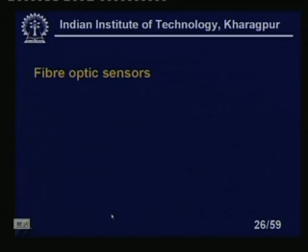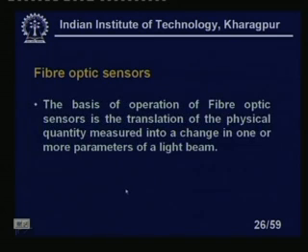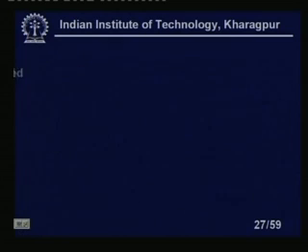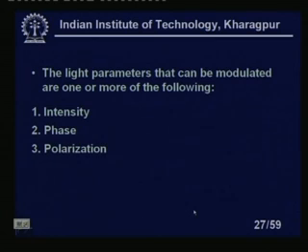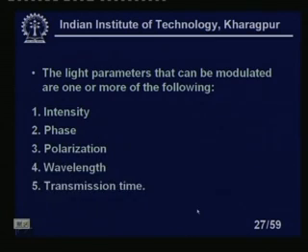Now, let us come to the fiber optic sensors. The basis of the operation of fiber optic sensors is a translation of the physical quantity measured into a change in one or more parameters of a light beam. The light parameters that can be modulated are one or more of the following: intensity, phase, polarization, wavelength, and transmission time. In most cases we will find that the intensity of light is very easy to modulate.